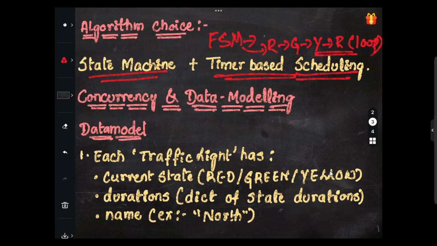One more thing here: the time complexity is O(n) per cycle, where n is the number of directions. And the space complexity is O(n) as well, for tracking states. This is fine.